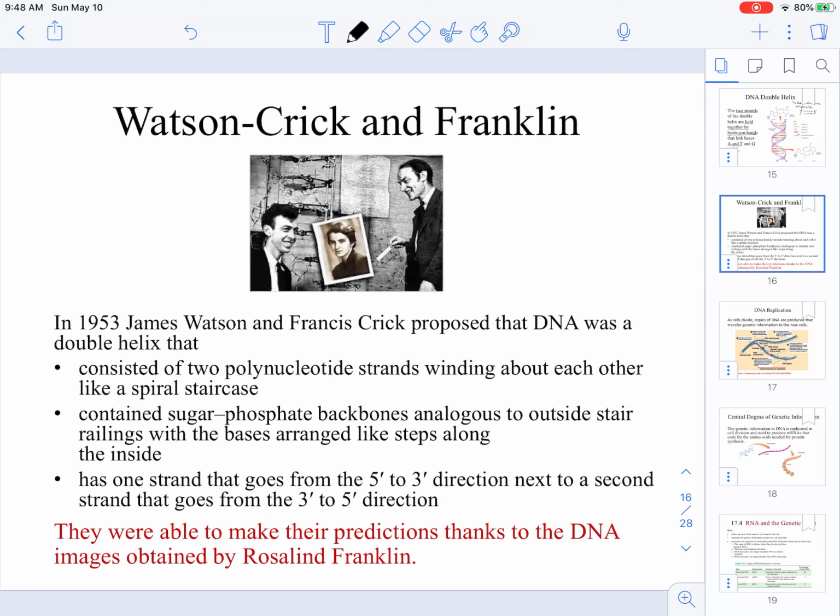these predictions. Understand that the reason why she was not awarded the Nobel Prize is because she died before the Nobel Prize was awarded, and Nobel Prizes are never awarded to people that are deceased. So understand that when it comes to the structure of DNA, the contributions of all these three scientists were the ones that were able to make these predictions and these discoveries available. And it is currently what we know as the structure of DNA.